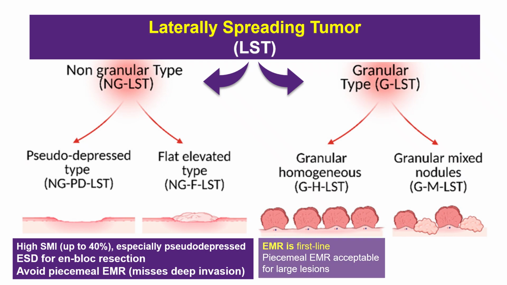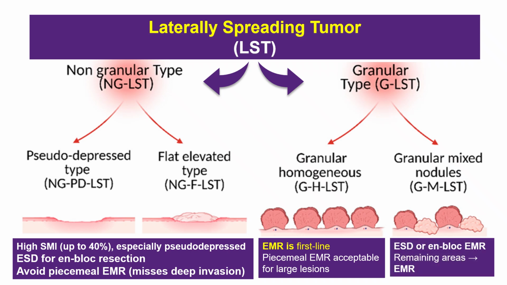Granular type, EMR is the best. Piecemeal EMR is acceptable for a large lesion because this has the lowest risk for recurrence and local invasion. While the mixed type, ESD en bloc, or for the remaining area you do EMR and the edge you have to cut with APC.